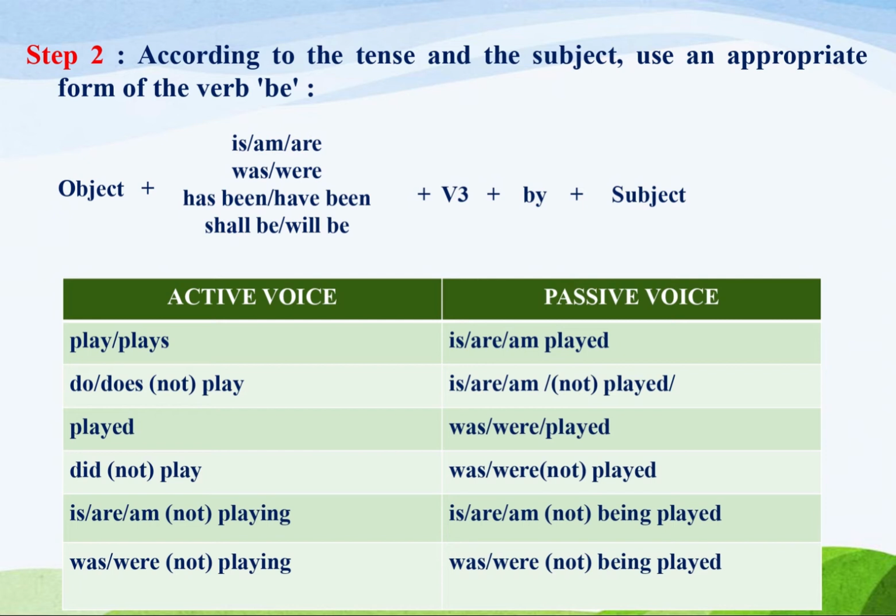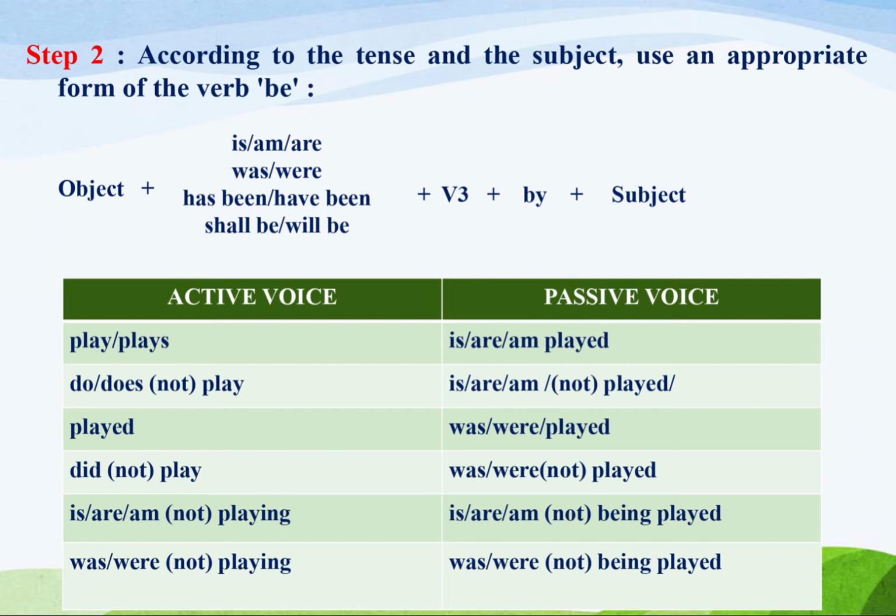Next slide is how we can transform active voice to passive voice following the transformation of the verbs. The play or plays usually gets transformed into is, are, am, played.